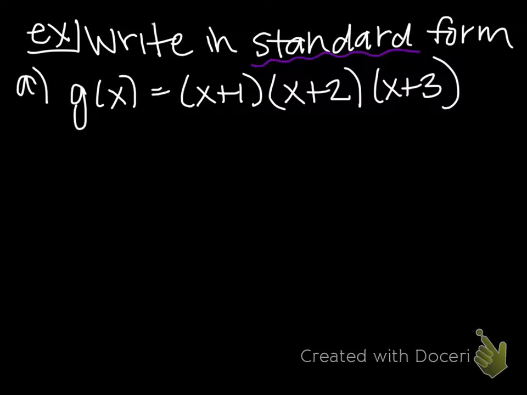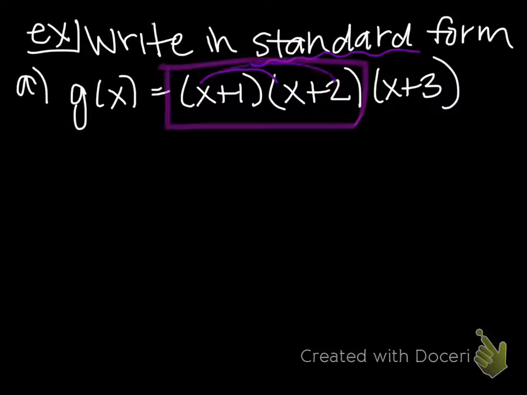So some of you chose to FOIL, some of you boxed. Regardless of which method you do, you need to pick two of the three to begin with. So I'm going to start with those two. If you FOIL, you're going to do first, outer, inner, last. If you do the box, you're going to draw a 2x2 box, my apologies. So regardless of which method you do, go ahead and multiply.